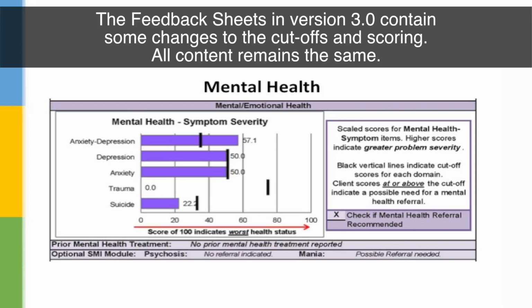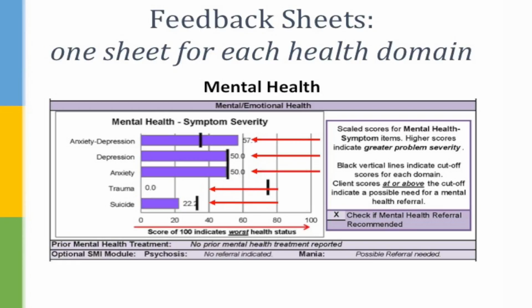The next sheet in terms of feedback focuses more on mental health. So mental health has both anxiety and depression, and also focuses on suicidality, so anybody who's reported suicidal ideations in the past or currently, and also trauma. So if they're at or above some of those black lines in this graphic, you want to talk to them about a mental health referral and discuss with them some of the concerns they have about their mental health before going into the readiness piece.